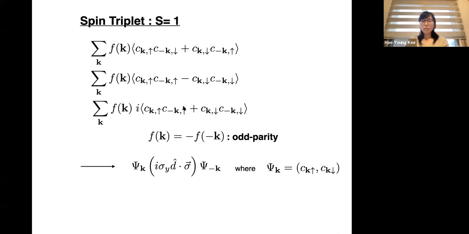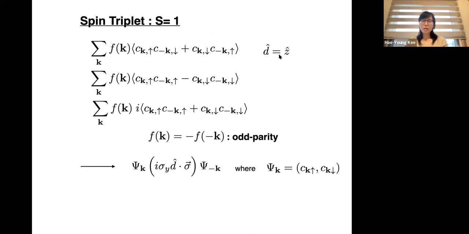So again, this has to be anti-symmetric, but now spins are up here. So instead of anti-symmetric under the spin, it is anti-symmetric under k and minus k. So that is f(k) equals minus f(minus k), and we call this odd parity. Instead of writing these 3 components, it's very useful to introduce the vector, and that is called the d vector. So you see this d hat here, and this d hat represents each of these components.